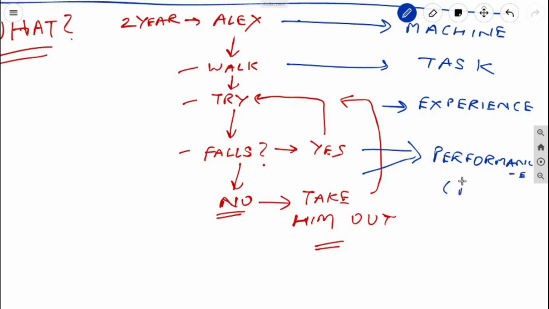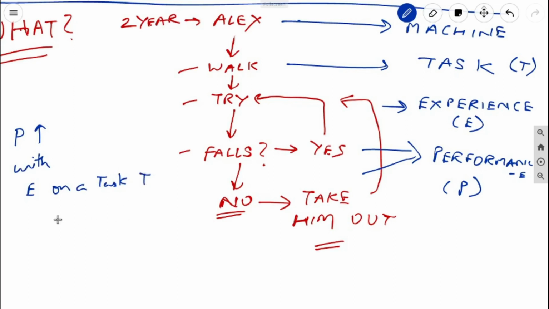Okay, so performance P, experience E, and tasks T, and this is the machine, right? So put it in technical terms, there is one very famous definition of machine learning which we can infer from this example. A machine is said to learn if a performance metric P increases with experience E on a task T. What does this mean?